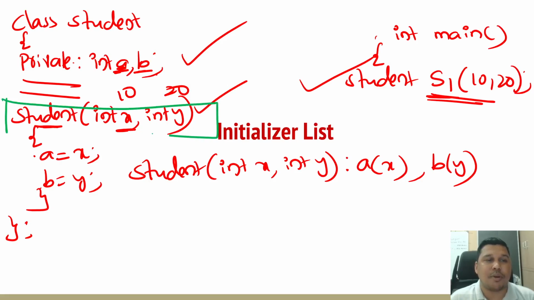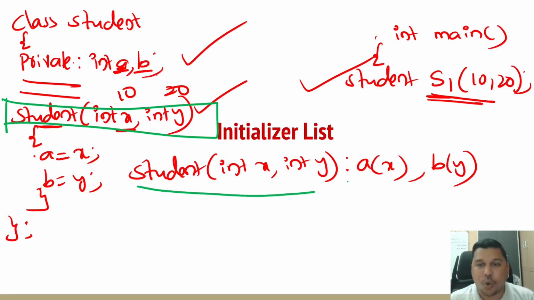Student int x, comma, y is my parameterized constructor. Same thing I wrote here. Then I kept a colon. What is this a? The private variable name. What is this x? The value which is coming from the object, comma, b of y, comma, and so on. If there are n number of variables, you can keep on putting commas. After this, a of x, comma, b of y, just write open curly bracket and close curly bracket. That's it.